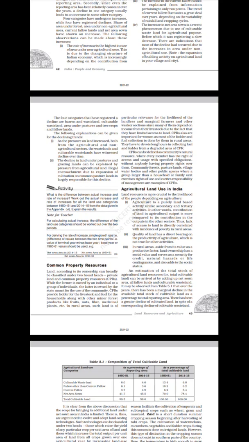It may be observed from table 5.1 that over the years there has been a marginal decline in the available total stock of cultivable land as a percentage to total reporting area. There has been a greater decline of cultivated land in spite of a corresponding decline of cultivable wasteland.